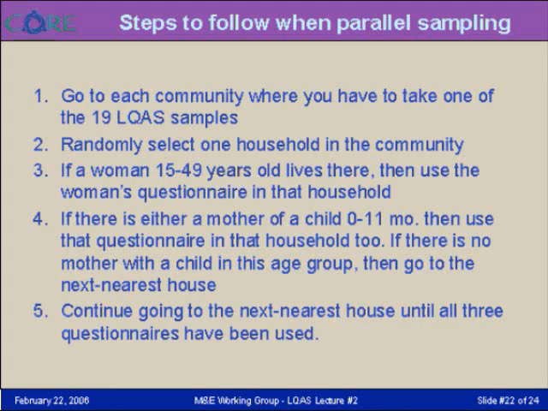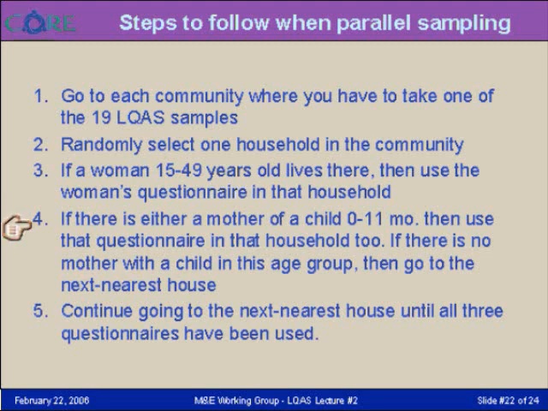We would like to summarize these steps when using parallel sampling. First, you go to each community where you have to take one of the 19 LQAS samples. You will randomly select one household in the community by doing the same process that we have explained earlier in this lecture. Then if a woman between the age of 15 and 49 lives there, then use the woman's questionnaire in that particular household.